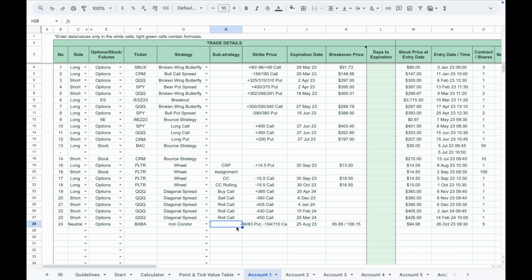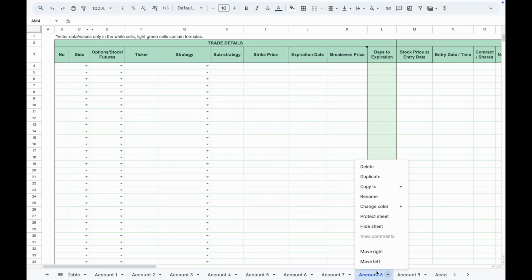There are 10 separate tabs available for inputting trading data, with each tab representing an individual account. Be sure to input data into the correct tab. If you don't need all the tabs, you can hide the ones that you are not using.